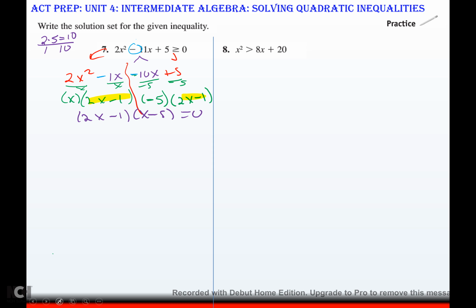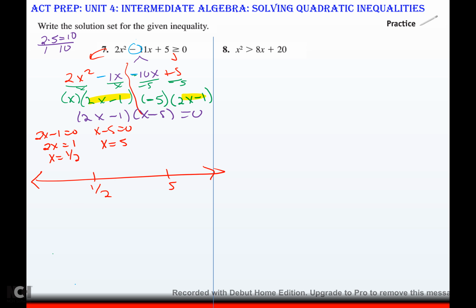Okay, set them to 0 and solve. 2x minus 1 equals 0. Add 1. 2x equals 1. Divide by 2. x equals 1/2. x minus 5 equals 0. Add 5 and you get x equals 5. So on my handy dandy number line, I got 1/2 and 5.